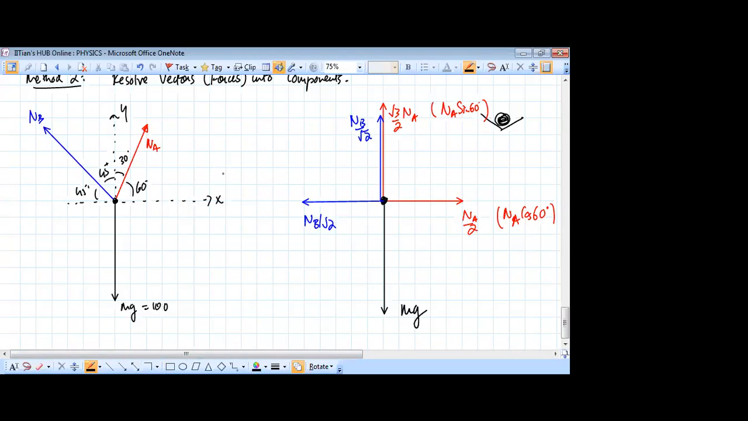So after resolving the forces, from this step to this step, we have resolved forces along the axes, that is the x-axis and y-axis. Okay, so that step is done.